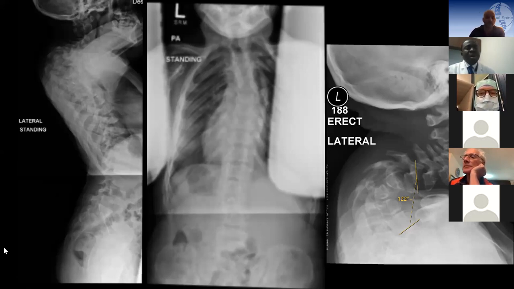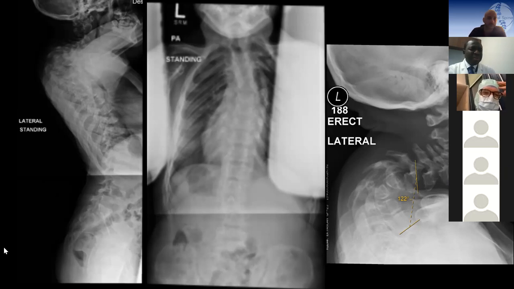No problem. All right, if you look to the left of the image, these are standing lateral x-rays that were taken when she presented with her neck pain and upper thoracic pain. If you look to the far right, there's a more close-up shot of her cervical thoracic junction. And you can appreciate a substantial cervical thoracic kyphosis, in this case, measuring approximately 122 degrees. The apex of the kyphosis here is T2.